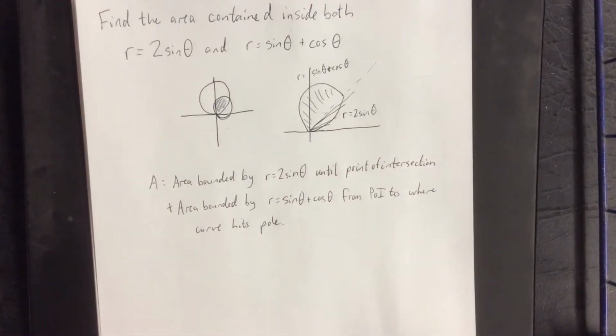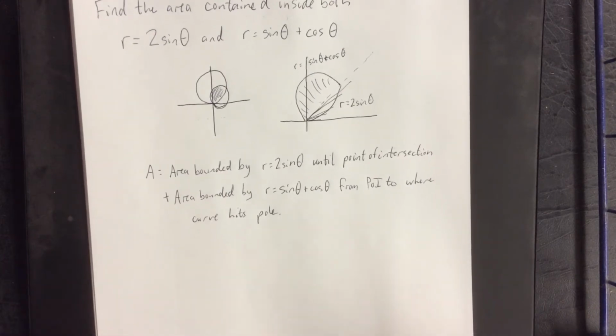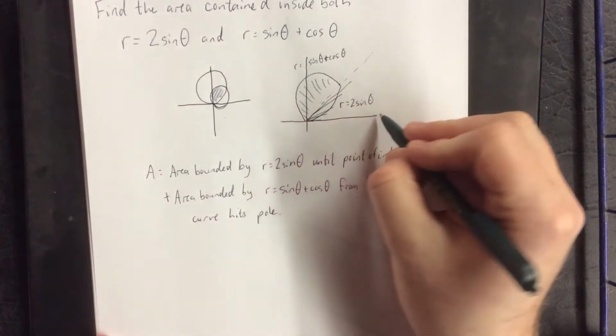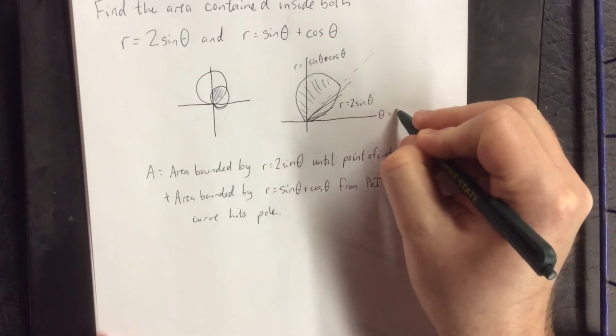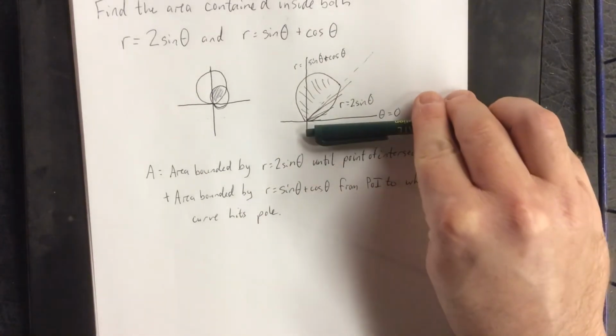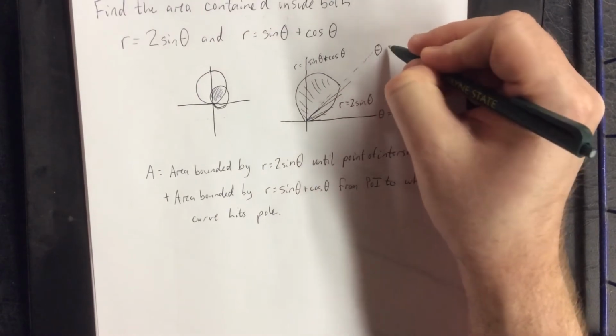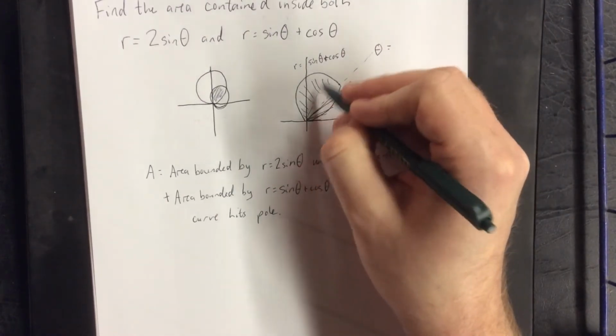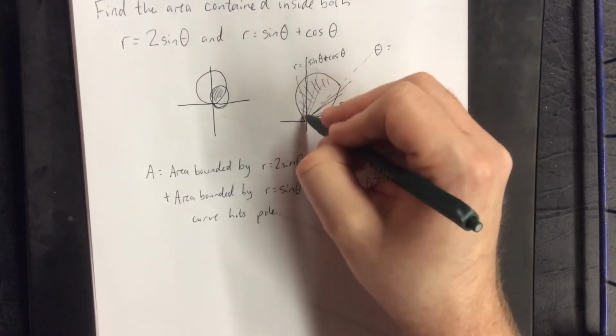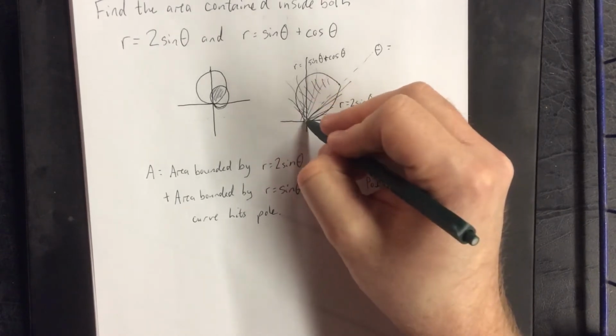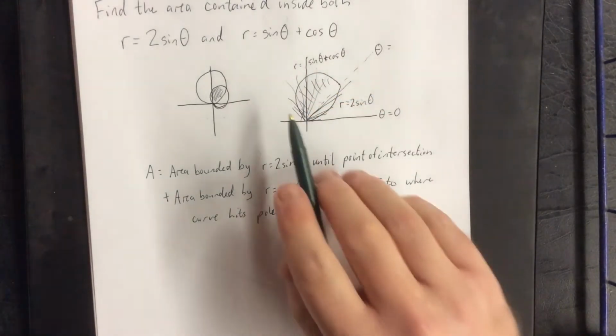Now, both of these two curves hit the pole at two different angles. First one is very straightforward. This will be at theta is equal to 0. Then as we start rotating through the first quadrant, there will be a point of intersection here. Then as we start rotating through the rest of the first quadrant as well as the second quadrant, there will be an angle where this thing hits the pole.